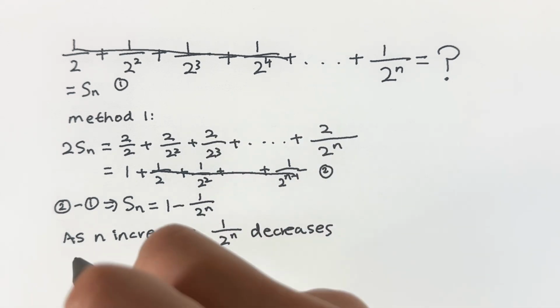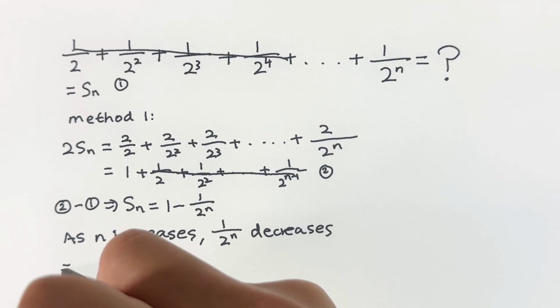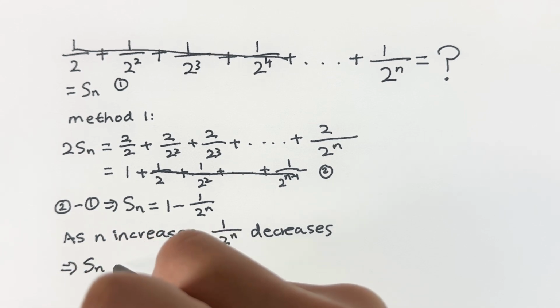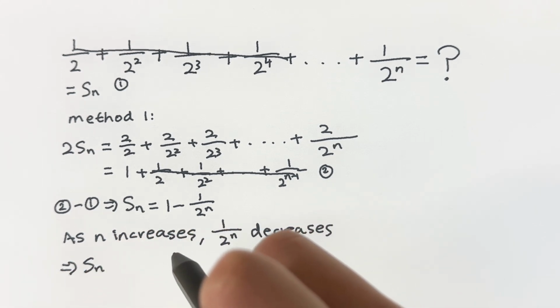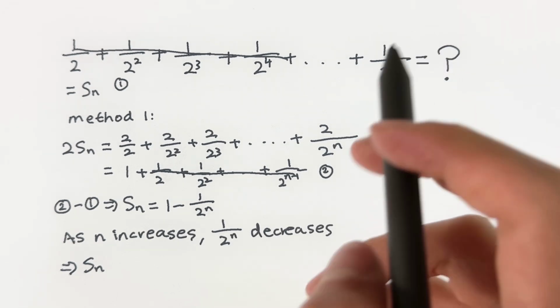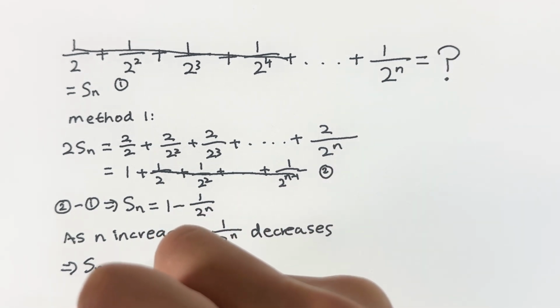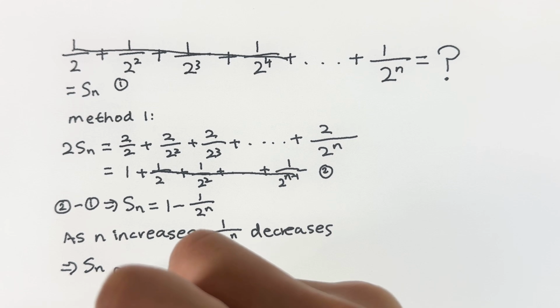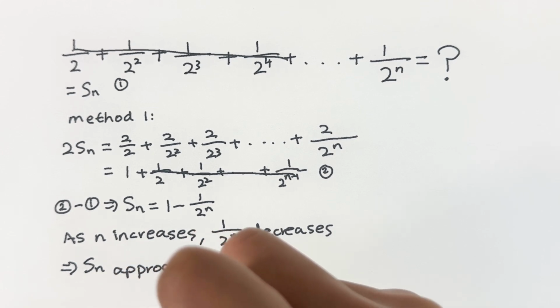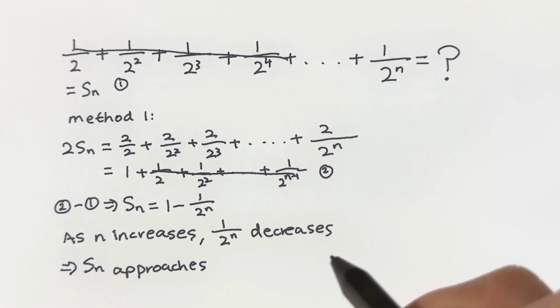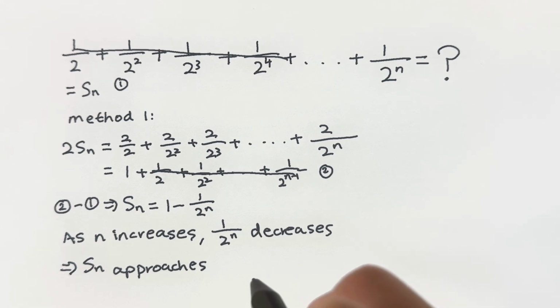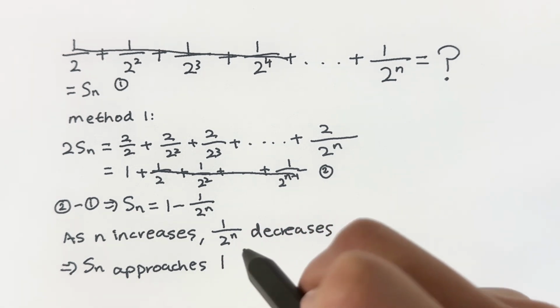So we have S of n approaches 1. So if this is infinite, then it will be equal to 1. So S of n approaches 1.